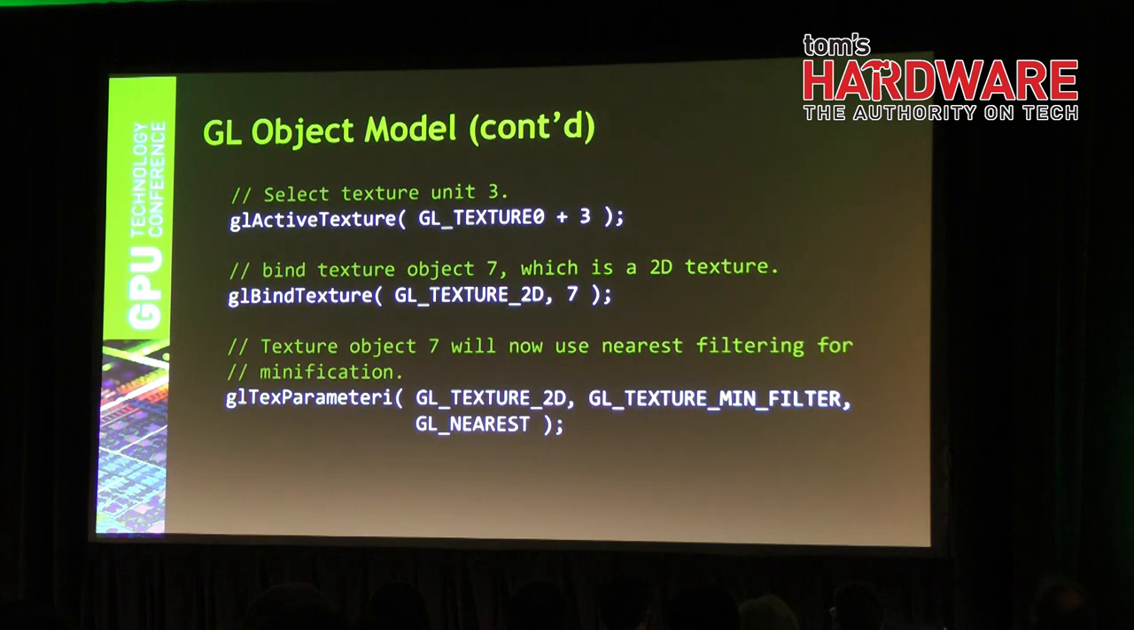So here we have a case where I want to change a parameter on a texture. I might say, okay, let me activate texture unit 3, and then I call bind texture with 7. 7 is my actual texture handle, and that puts texture object 7, which is a 2D texture, and binds it to texture unit 3. Then when we make this final call, glTexParameteri, it doesn't know what it's dealing with from the call itself. We're not saying directly that this deals with texture 7 on unit 3, but it just knows to get routed to the right place. So now when we do filtering with this thing, we'll get nearest filtering.